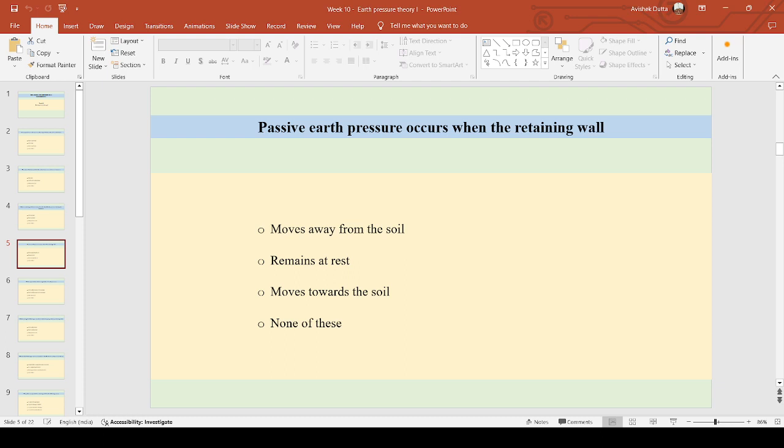I repeat the question. Passive earth pressure occurs when the retaining wall, your options are, moves away from the soil. Here soil means the backfill behind the retaining wall. So when it moves away from the soil or the backfill, when the retaining wall remains at rest, when the retaining wall moves towards the soil or towards the backfill, or none of these conditions. Okay. I'll go to the next question.